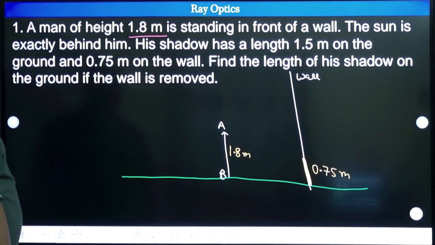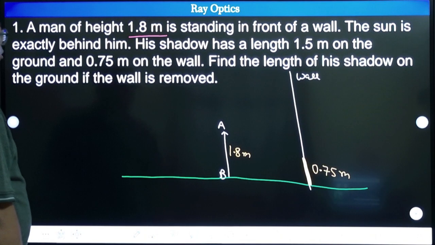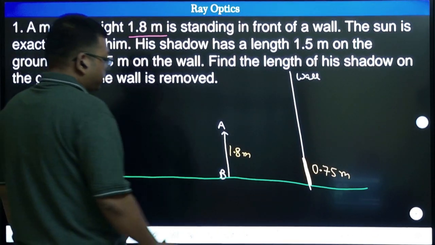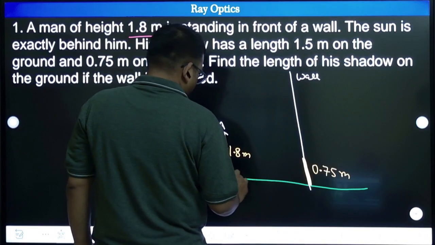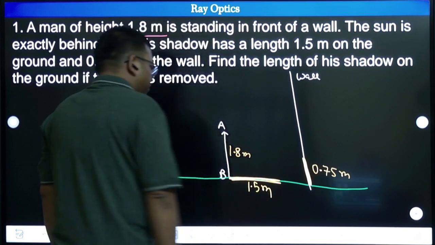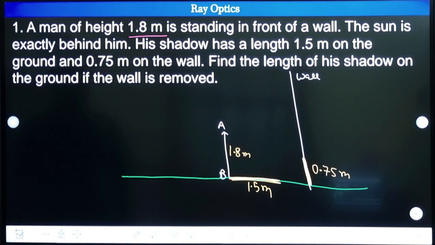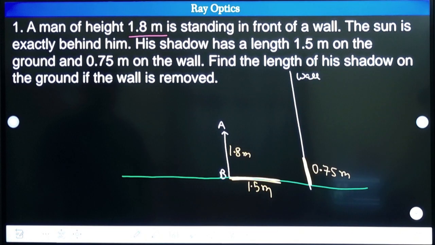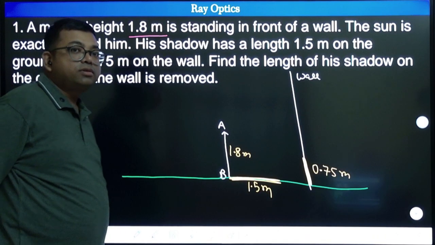What about on the ground? On the ground it is 1.5 meters. So on the ground it may be like this way, 1.5 meters. Okay, so these are the shadows. Find the length of the shadow on the ground if the wall is removed. How to attempt this question? What is your idea? All of you can think about it. Try this question.